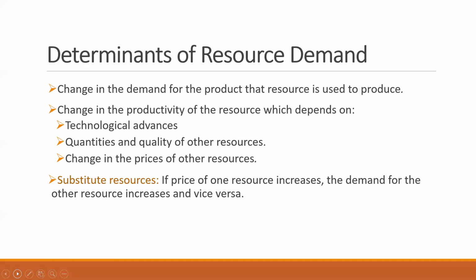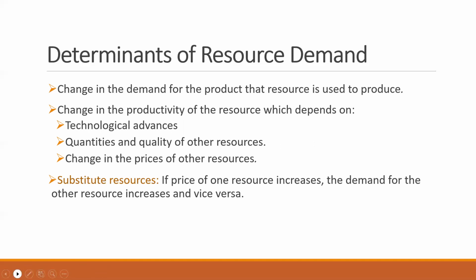An example for substitutes is, let's say, a bank employee versus an ATM. An ATM is a machine, a bank employee is human labor. So when the price of ATMs starts to decrease, demand for labor started to decrease in the banking industry.